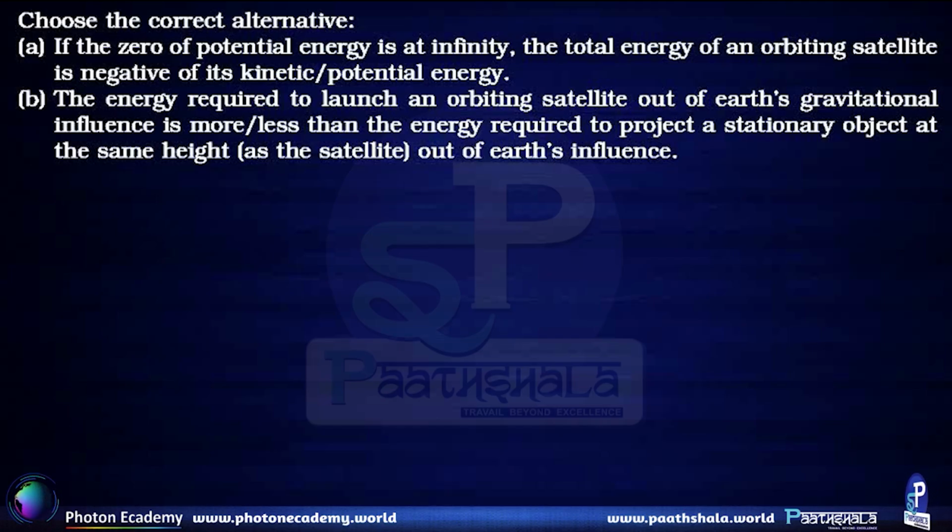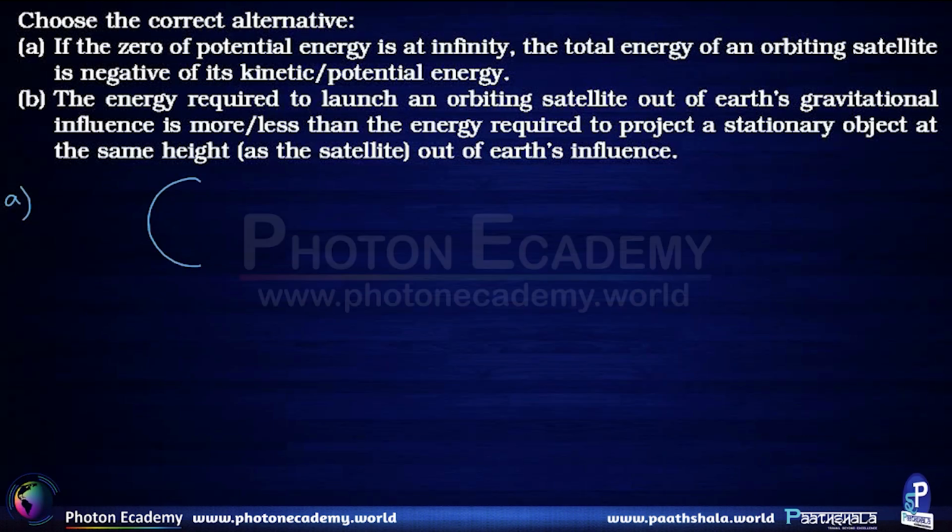Choose the correct alternative. If the zero of potential energy is at infinity, the total energy of an orbiting satellite is negative of its kinetic or potential energy. So if we look at part A, there's a planet and there is a satellite revolving around this planet in some orbit.